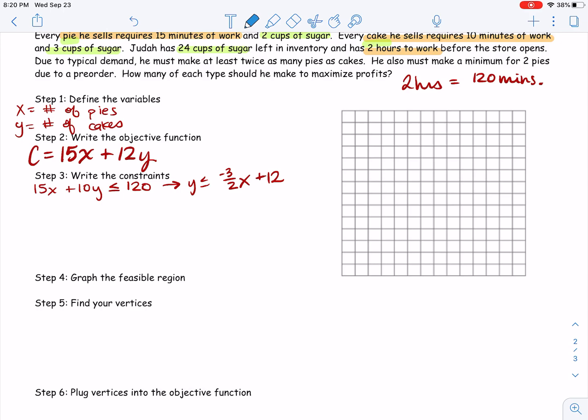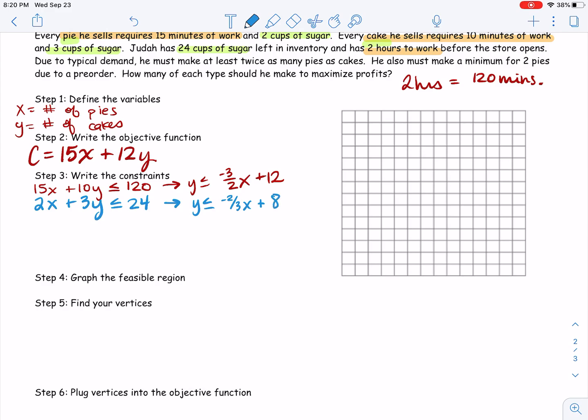So now let's go to the sugar. 2 cups of sugar for each pie. 3 cups of sugar for the cake. He has 24 cups of sugar left. So that means he can use all 24. He just can't use any more than that. So this amount needs to be less than or equal to 24 cups. Again, let's rewrite it because we have to graph. Subtracting the 2x and then dividing by 3. That's going to give us y is less than or equal to negative 2/3 x plus 8.